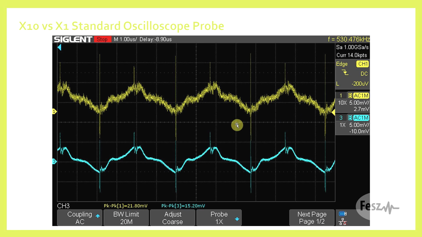So if your intention is to measure only the ripple using a standard voltage probe, you will first need to set the bandwidth limit to 20 MHz, and setting the probe to X1 mode will increase the signal amplitude tenfold, making it far cleaner and easier to measure.